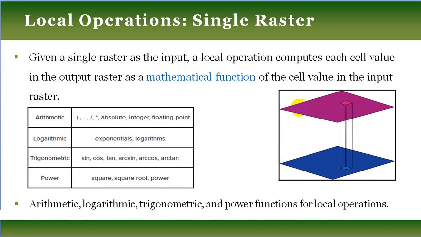Arithmetic, logarithmic, trigonometric and power functions are frequently used for local raster operations. These are the common types of function we use. That means we perform mathematical operations on every cell in an input raster. Their values will be changed and those values we can store in a new output raster in their corresponding pixel value.